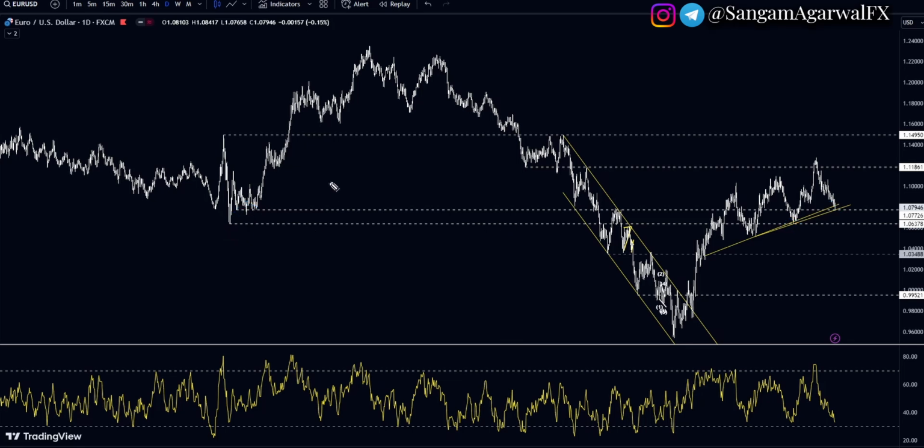EURUSD daily time frame. Right now price is testing this support zone. On Friday it tested upper support. If it breaks, then next will be the lower support level.